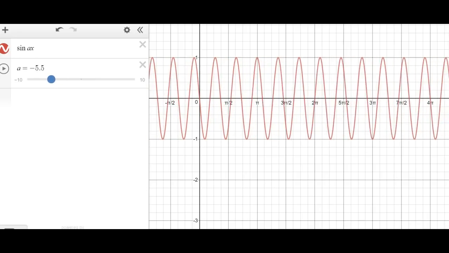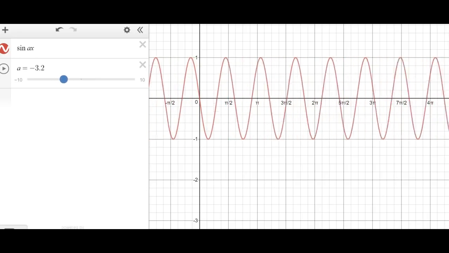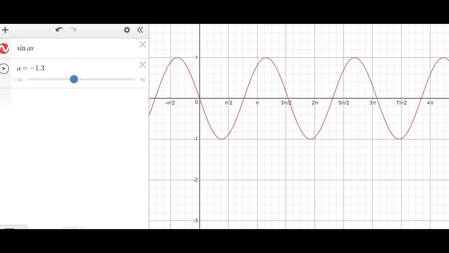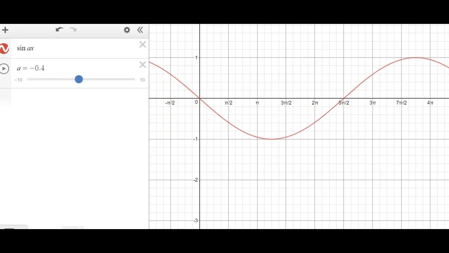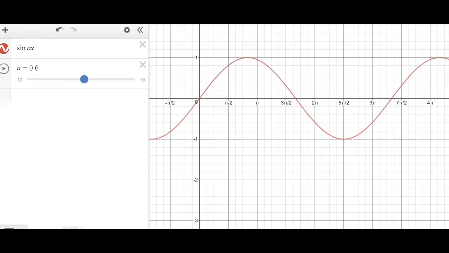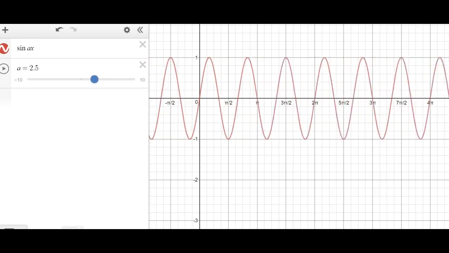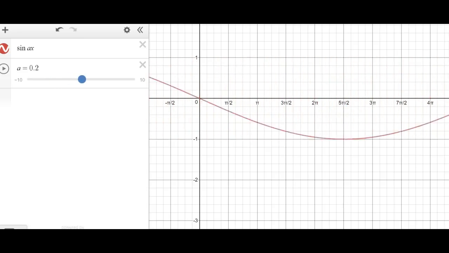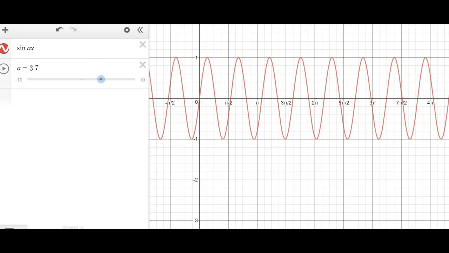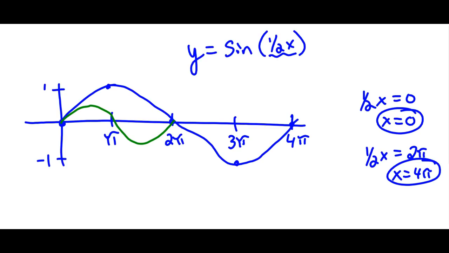Notice a negative large number still scrunches it. A fraction between 0 and 1 spreads it out. But the absolute value there is going to scrunch it in no matter which way you go. So it's pretty cool. You can check that out, play around with it with Desmos to make sure you fully understand how that transformation works.